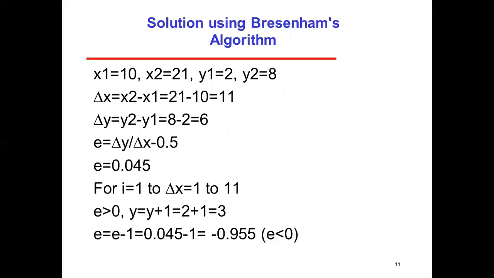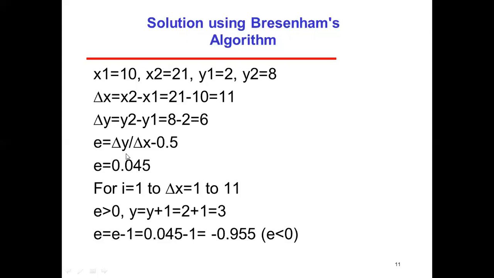Now again we are considering the same problem, which we will solve with the help of the Bresenham algorithm. So again we are considering x1 equals 10, x2 equals 21. The same points, y1 equals 2, y2 equals 8. First we will calculate delta x, which is x2 minus x1, 21 minus 10 equals 11. So here we will get again the same value as in the case of the simple DDA. Again, we will calculate delta y, y2 minus y1, 8 minus 2 equals 6.